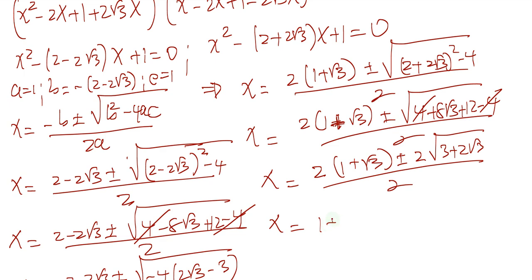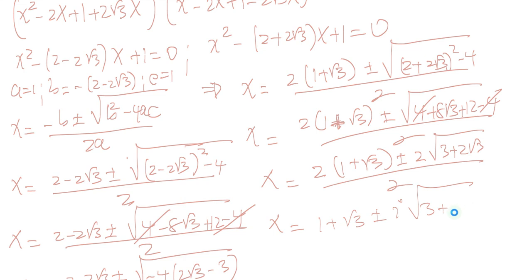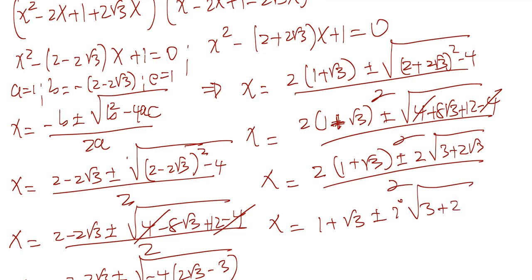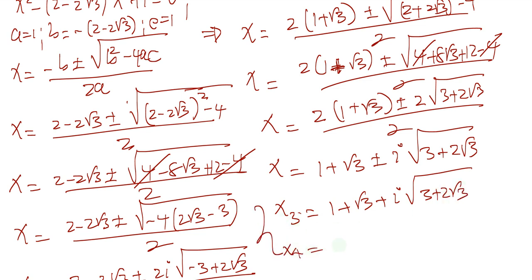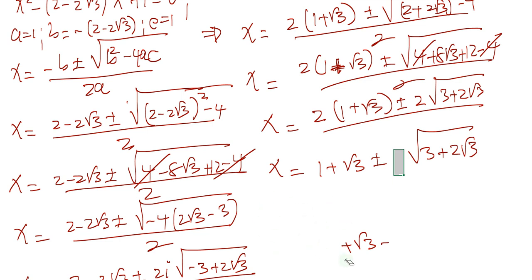We're gonna have 1 plus square root of 3 plus or minus i square root of 3 plus 2 square root of 3, right? So guys, from here we have that our x3 is equal to 1 plus square root of 3 plus i square root of 3 plus 2 square root of 3, and our x4 is equal to 1 plus square root of 3 minus, sorry, my apologies. This is not, these are not imaginary solutions. So I'm really sorry for this, guys.